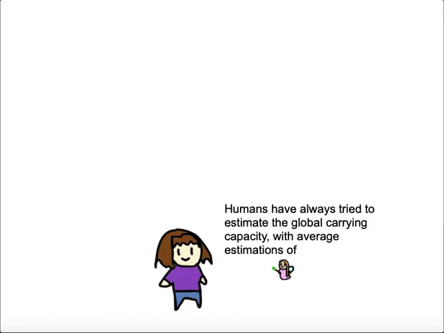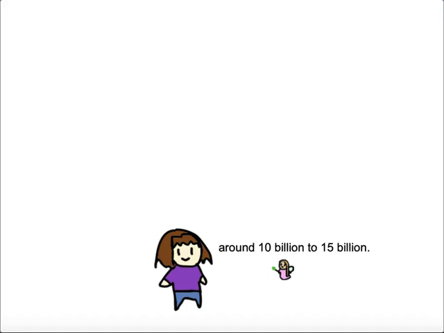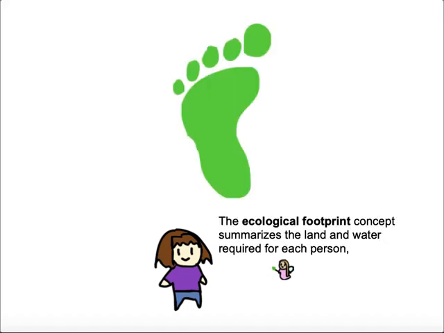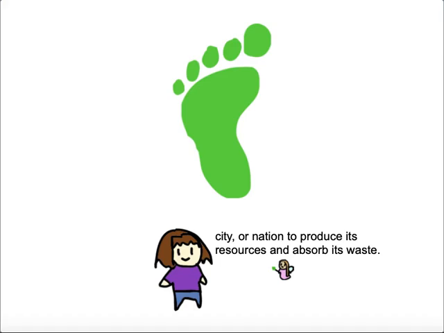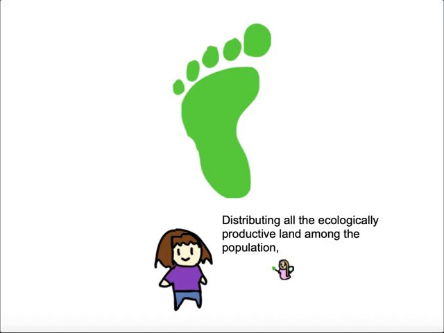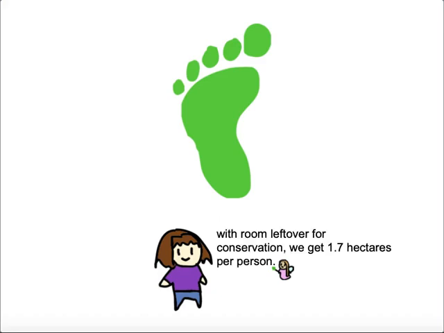Humans have always tried to estimate the global carrying capacity, with average estimations of around 10 billion to 15 billion. The ecological footprint concept summarizes the land and water required for each person, city, or nation to produce its resources and absorb its waste, distributing all the ecologically productive land among the population, with room left over for conservation.